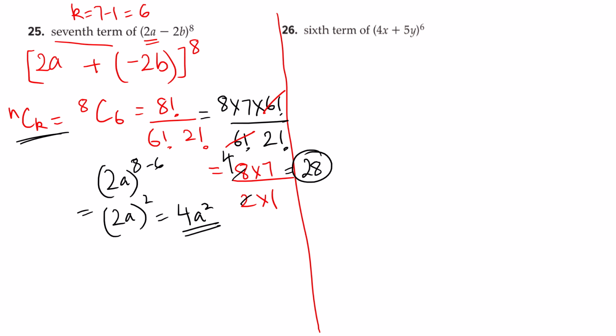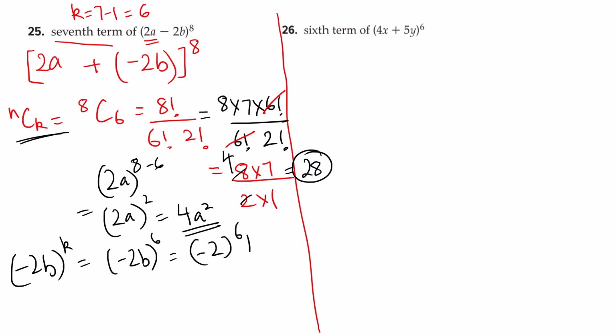Let's go to the second term. The second term is negative, and for the second term we are doing the power as k. So minus 2 b to the power k, which is 6, so negative 2 to the power 6 b to the power 6. So let's see, use your calculator, what this comes out to be. It's coming out to be 64b^6.